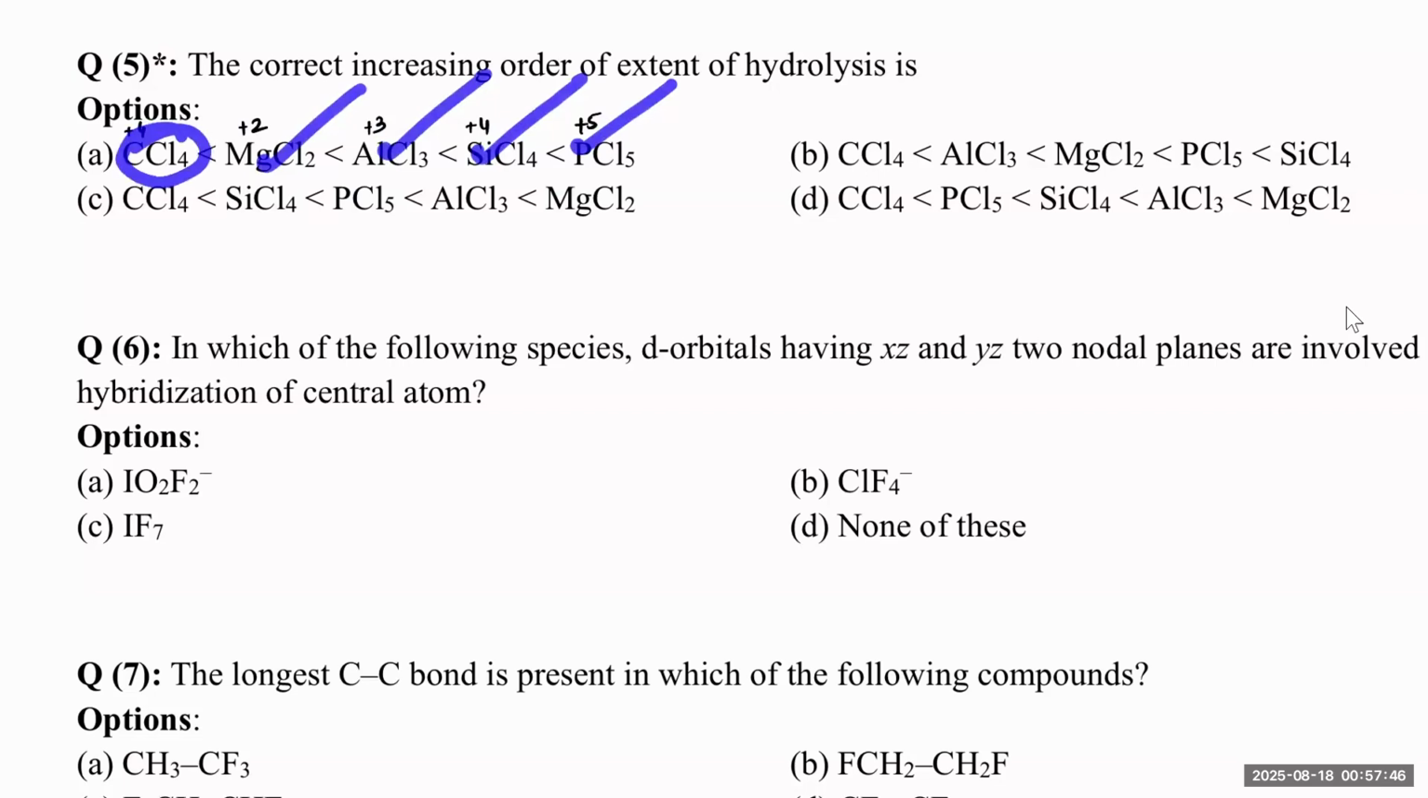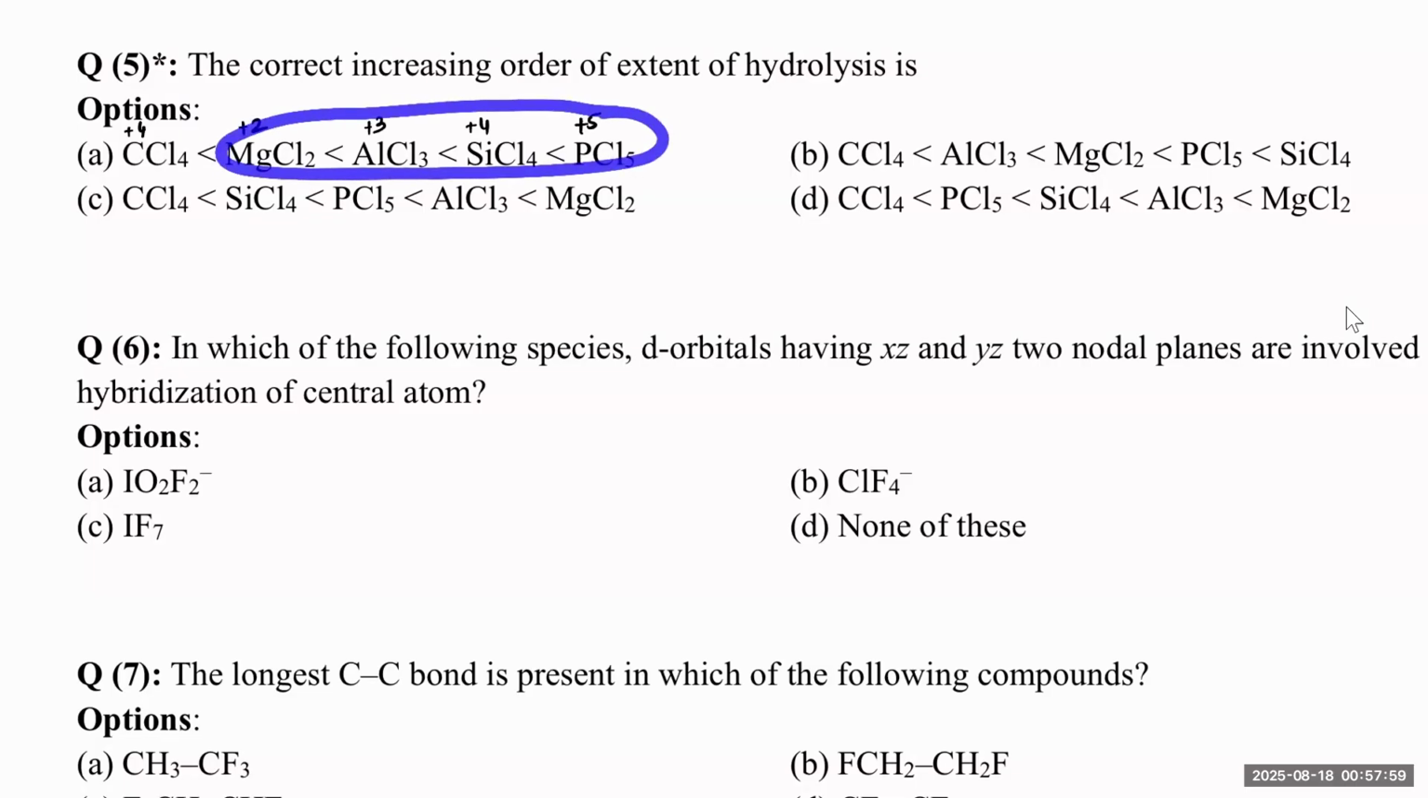But the only problem with CCl4 is it does not have any empty orbital. So that is why, if you add CCl4 to water, nothing will happen. It is insoluble. Correct? But all the rest of them are soluble in water and they will start extending bonding with water molecules, slowly losing all the chlorines.